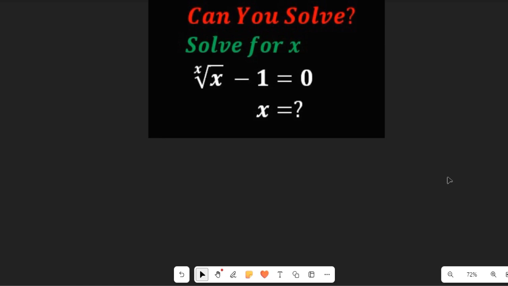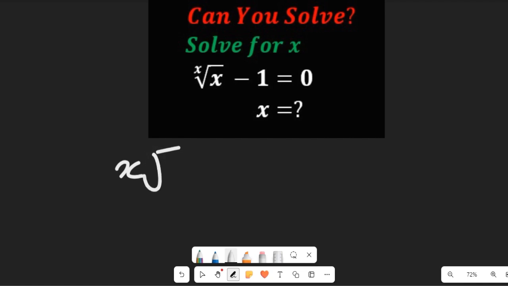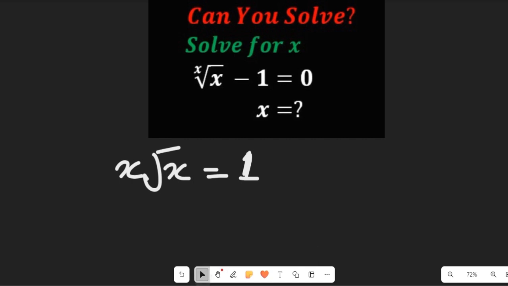Looking at this expression, taking negative 1 to the right hand side, I'll have to add 1 to both sides. So if I add 1 to both sides, 1 will cancel out 1 on the right hand side, and I will be left with x root of x equal to 1. Great. So from here, what do I do next?